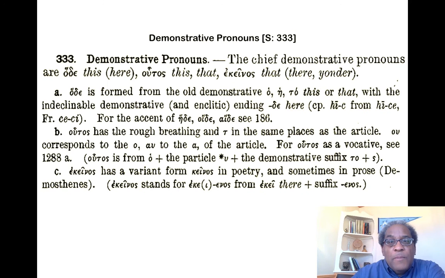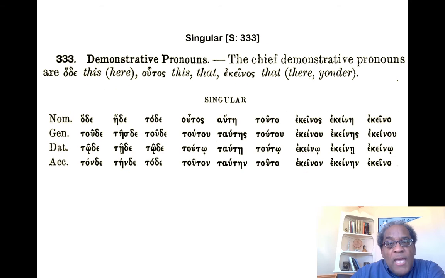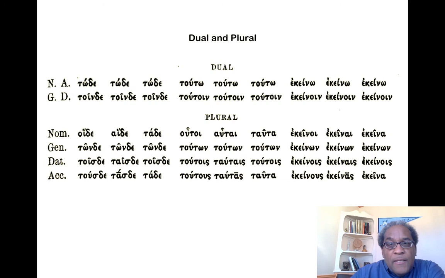Okay, so this one begins with the demonstrative pronouns. There are three demonstrative pronouns, hode, houtos, and ekeinos, which refer to relative degrees of proximity. And I show how these get declined in the singular and in the dual and the plural.